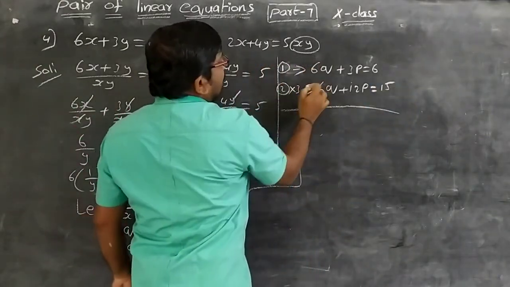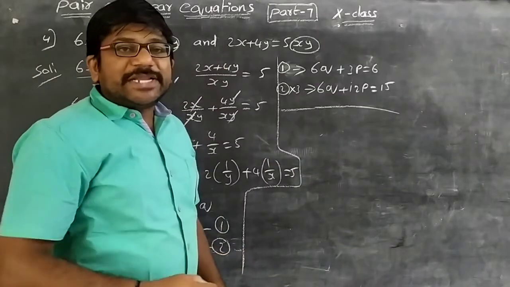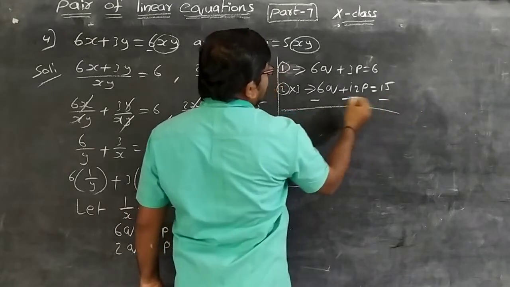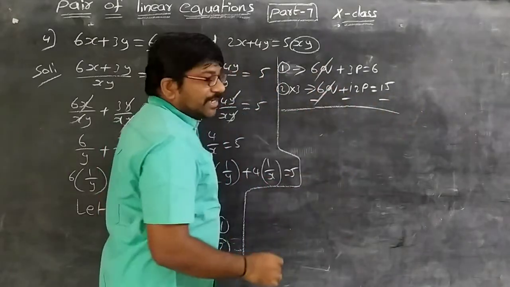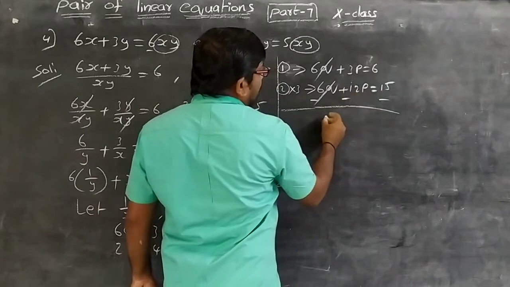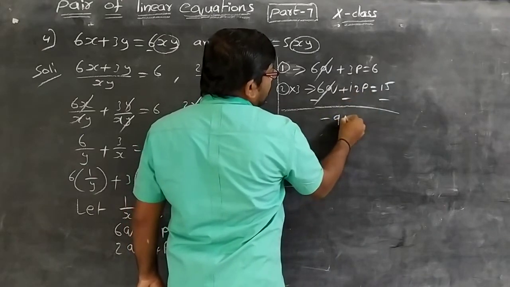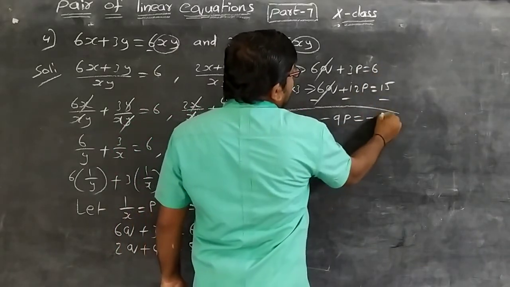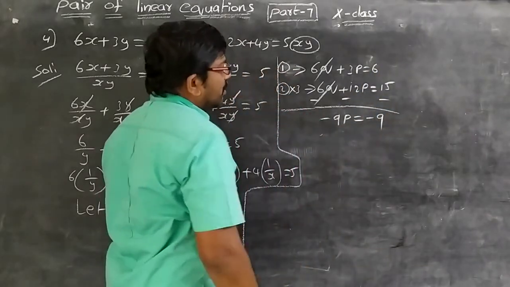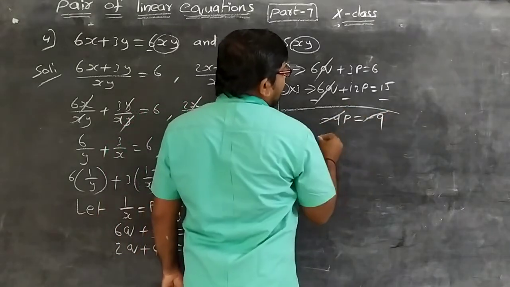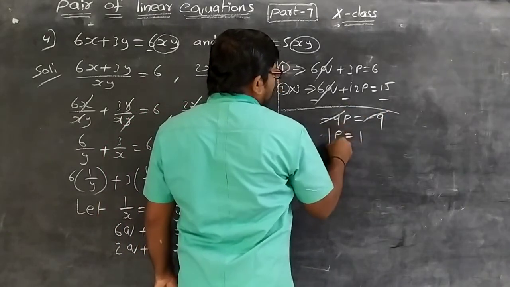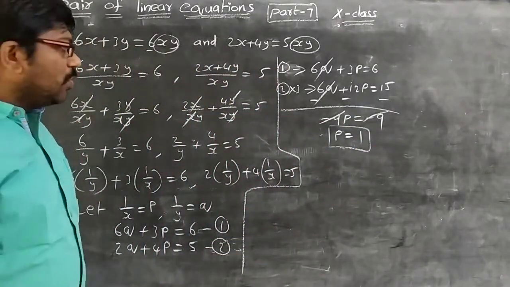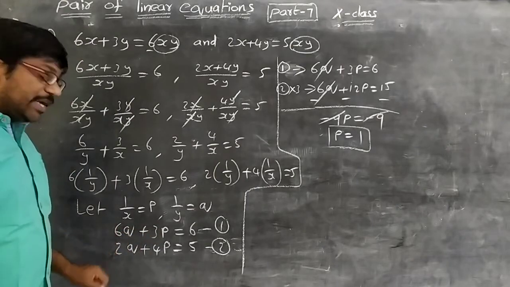Now the signs are the same, so we subtract. 6q minus 6q gets cancelled. 3p minus 12p is minus 9p, equal to 6 minus 15, which is minus 9. On both sides, minus 9 and minus 9 get cancelled. So p is equal to 1. Now we got the p value. To get the q value, we substitute the p value in equation 1 or 2.